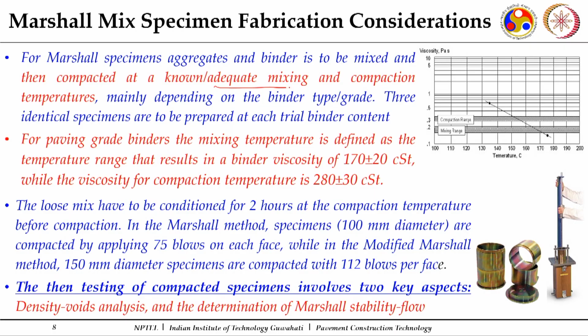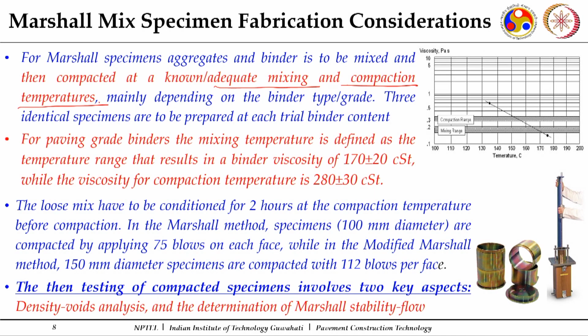Now, during the fabrication, certain things are to be taken care of. One important parameter is at what temperatures the aggregate and binder are going to be blended. Because we need to heat the aggregates and we need to heat the binder, but at what temperatures they need to be heated so that we can get a good coating over it. So, we need to determine the mixing and compaction temperatures.